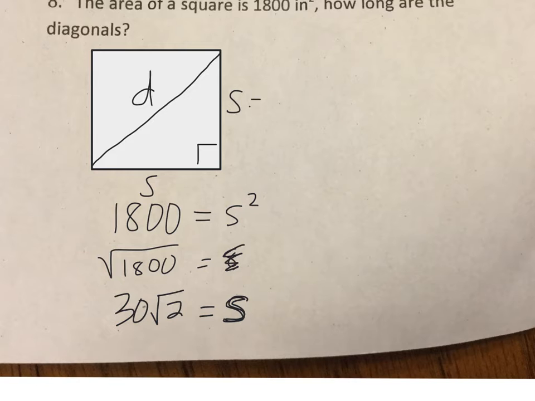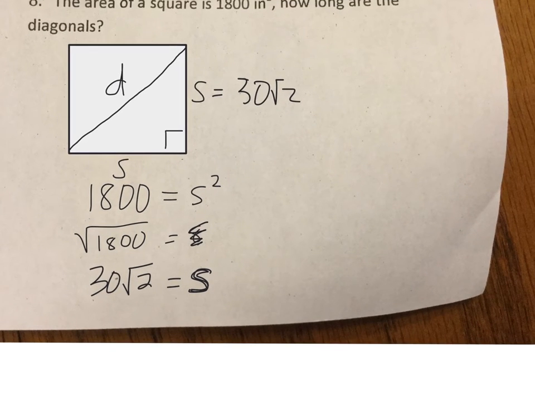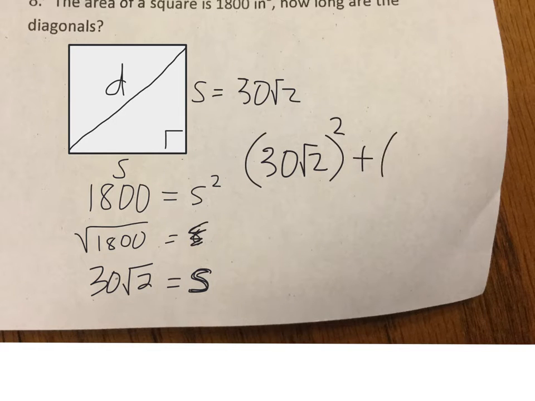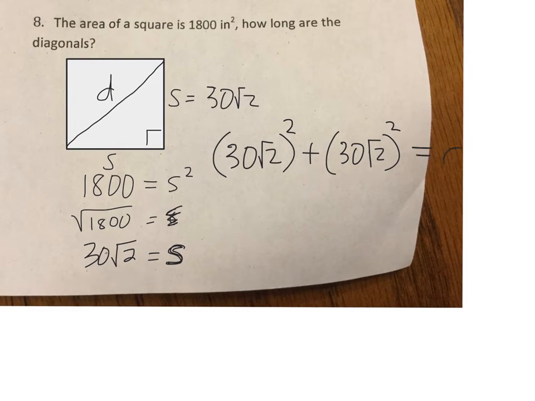So if both of these sides are 30 root 2, and I were to apply the Pythagorean theorem, that would look like 30 root 2 squared, plus 30 root 2 squared. And of course you can decimalize these. There's nothing that says you can't. Equals d squared. Okay, so when I do this, I get 1800, and I get 1800.